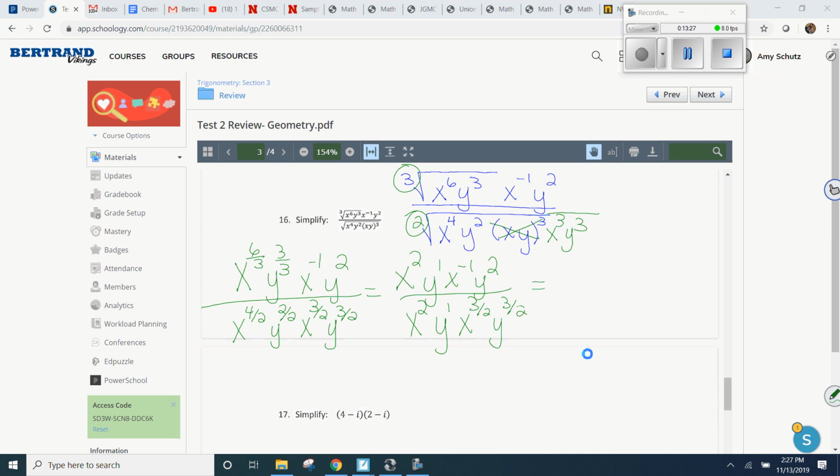I'm going to still simplify the numerator. What do you do with those exponents? By doing what operation? Addition. So if I add the exponents, you just get x to the 1st, y to the 3rd. In the denominator, what are you going to get?